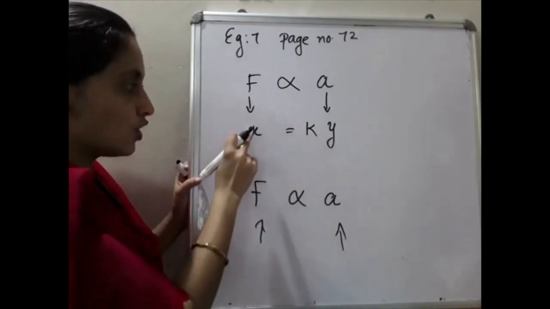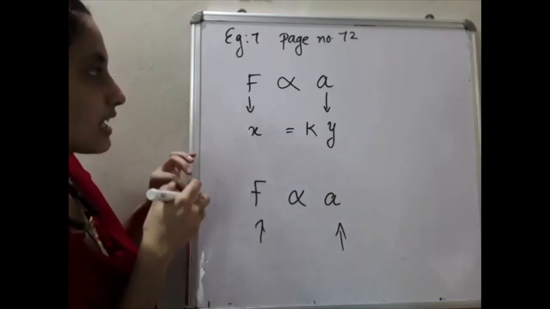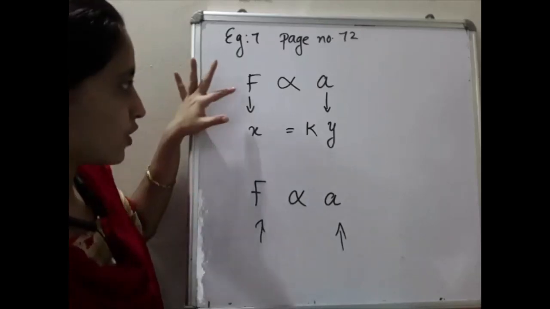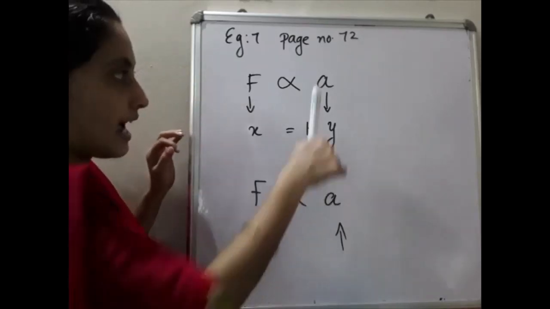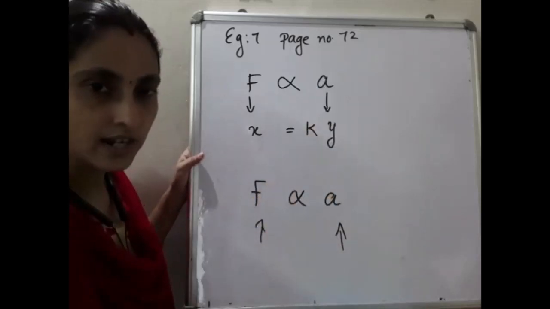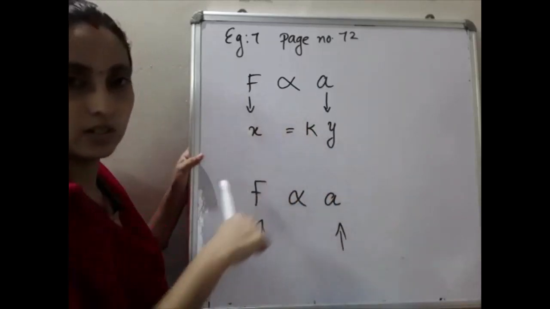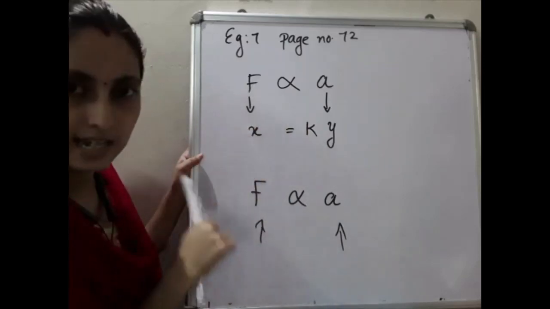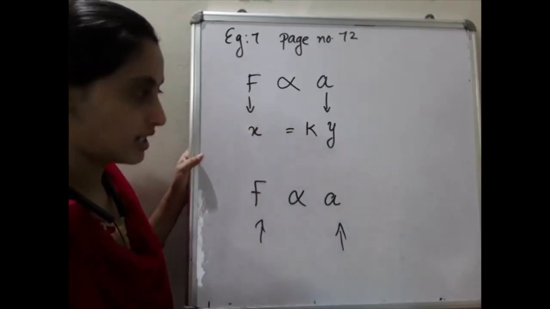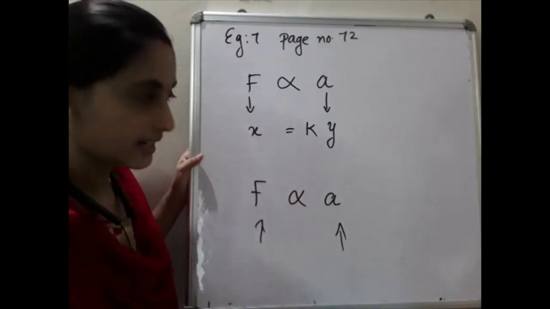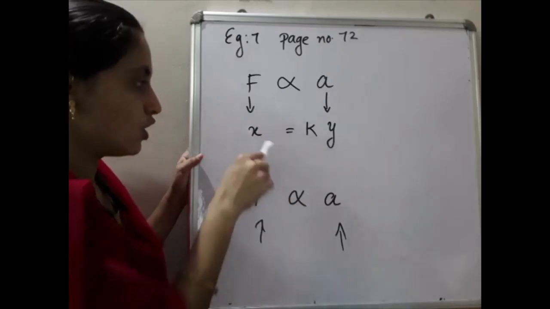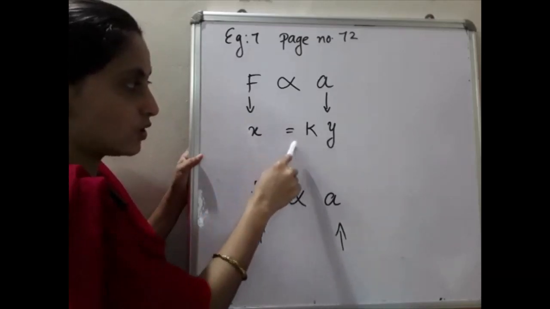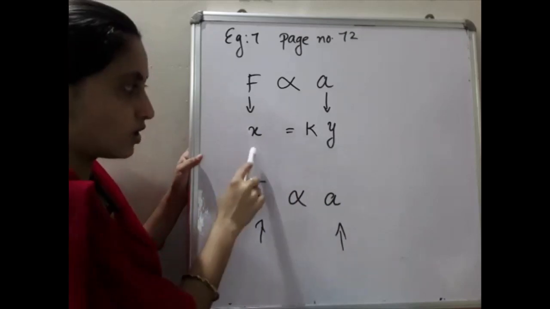Clear? So what does it mean? If force is directly proportional to acceleration, force we represent by the variable x and acceleration we write as the variable y. And for removing that proportionality sign, you have to put a constant. That constant you can write as k. Okay, so our equation becomes what? x is equal to ky. x is equal to ky.